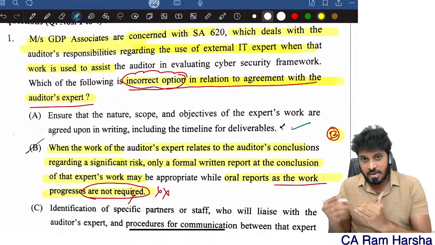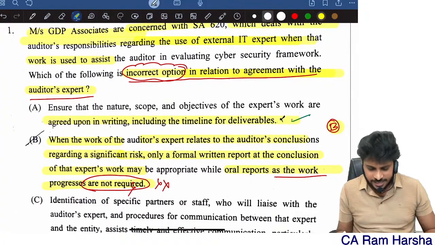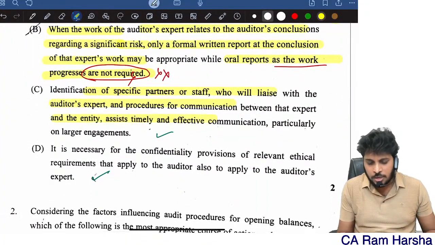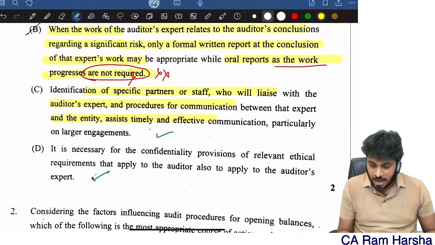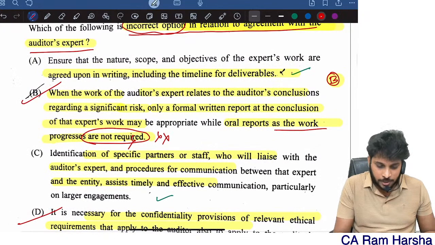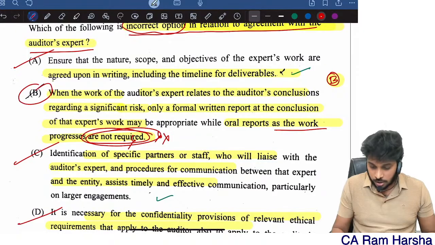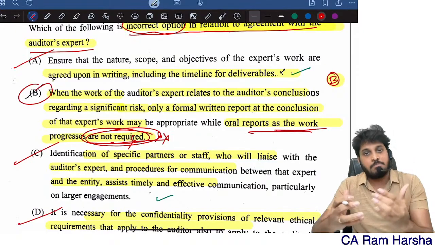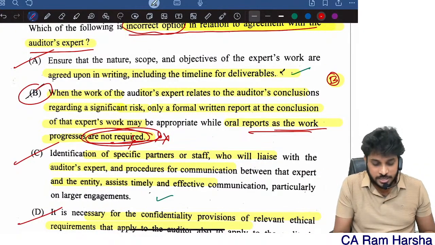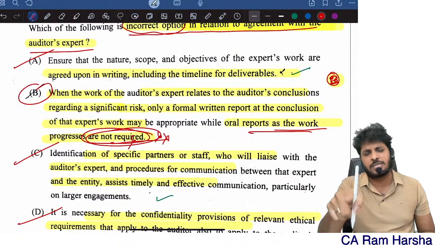Actually here they are asking for the incorrect option. Whenever we engage an expert, we naturally agree with the expert in writing, we identify who will do the communication between the expert and the entity, and we also incorporate confidentiality. These 3 points we absolutely consider, but that other statement is a matter of discussion between the expert and the auditor. So the answer is B. B is the incorrect option in the context of agreement with the expert under SA 620.